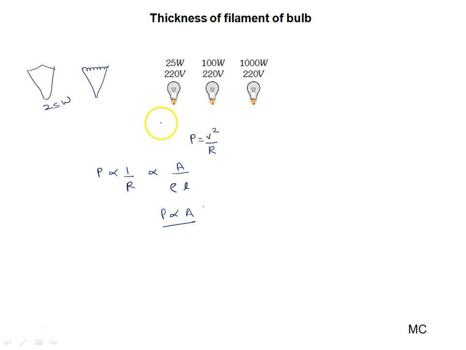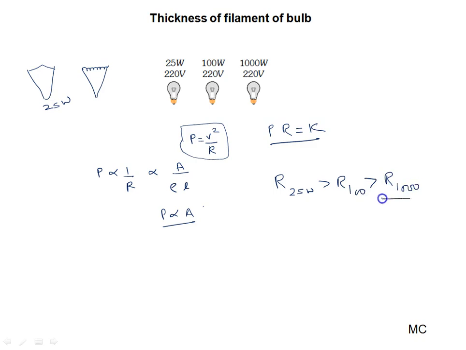If there are 3 bulbs, 25 watt, 100 watt, 1000 watt, and I ask you what the relation is in the resistance of these 3 bulbs, you will use the formula P equal to V square by R. V is constant. It means the product of P and R is constant. It means if power is increasing, resistance will decrease. So the resistance of the 25 watt bulb is more than the resistance of the 100 watt bulb, which is more than the resistance of the 1000 watt bulb. One thing is clear.